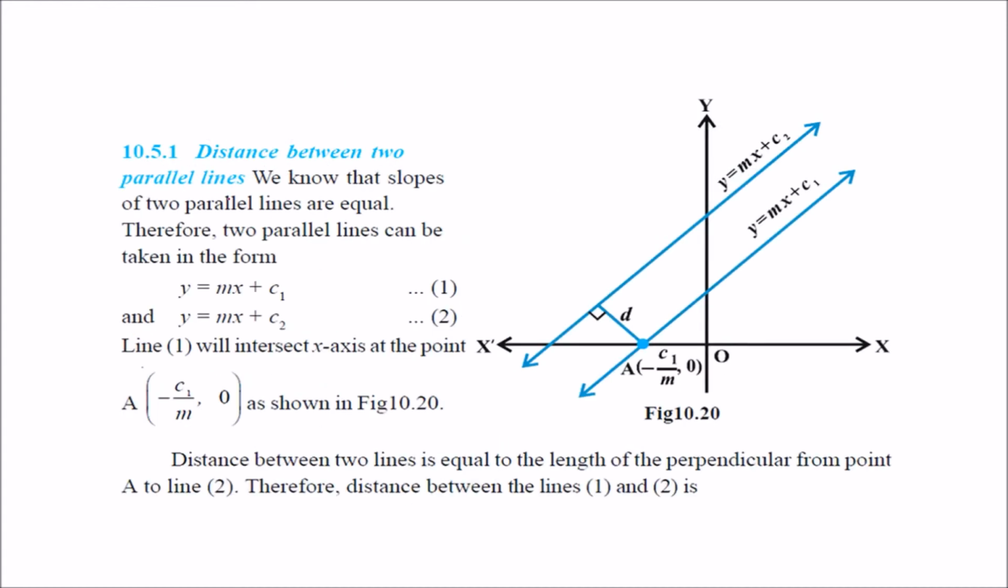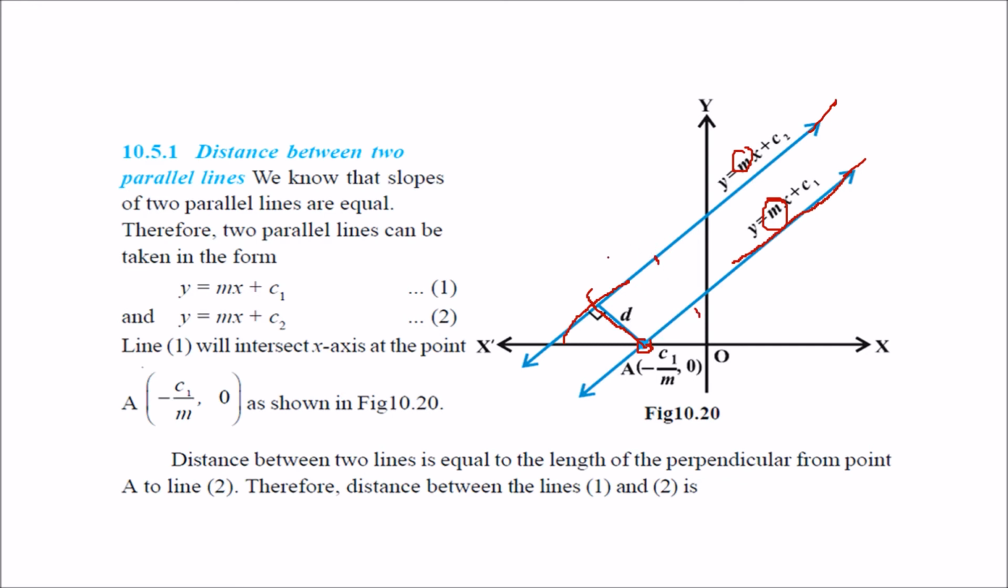Distance between two parallel lines. How are you going to find out the distance between two parallel lines? For parallel lines, m has to be equal, means the slope of this line and this line has to be equal. Now what we are going to do is, we will try to find out where this line intersects, and the distance of this point from this line will be our distance between these two lines, right?